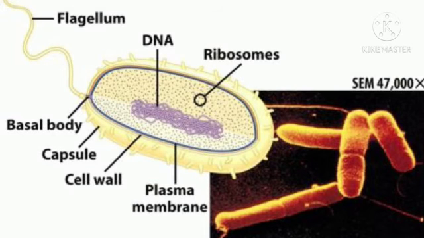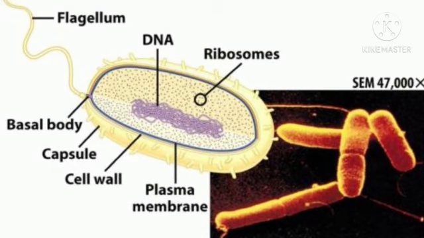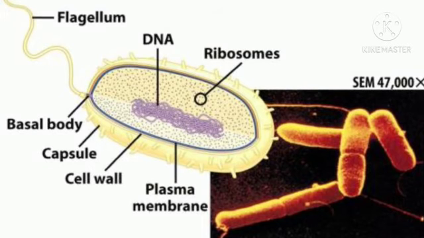Flagella: these are long whip-like structures that help in the locomotion of a cell. Next one is ribosomes. Plasmids are non-chromosomal DNA structures. These are not involved in reproduction.